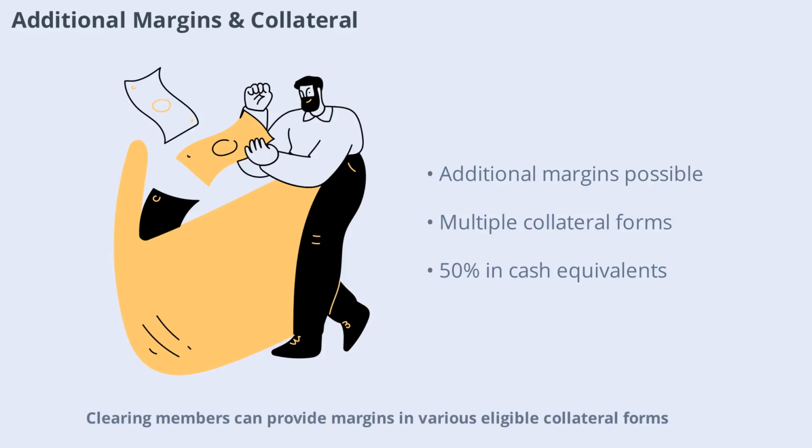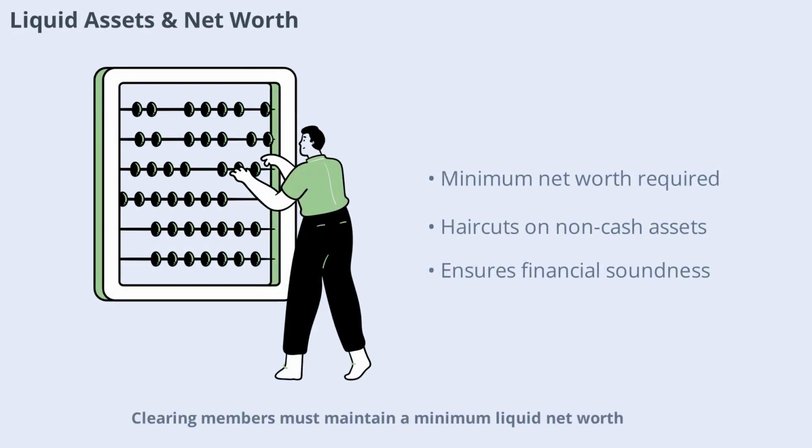Clearing members can provide margins in various eligible collateral forms, such as cash, bank guarantees, fixed deposits, and approved securities. At least 50% of total liquid assets must be in cash or cash equivalents, ensuring liquidity and quick access in times of need. Clearing members must maintain a minimum liquid net worth, calculated as liquid assets minus initial and extreme loss margins. Liquid assets include cash, bank guarantees, government securities, and approved mutual funds. Non-cash collateral is subject to haircuts, and only a portion is counted towards liquid assets. This requirement ensures that clearing members remain financially sound and capable of meeting their obligations.